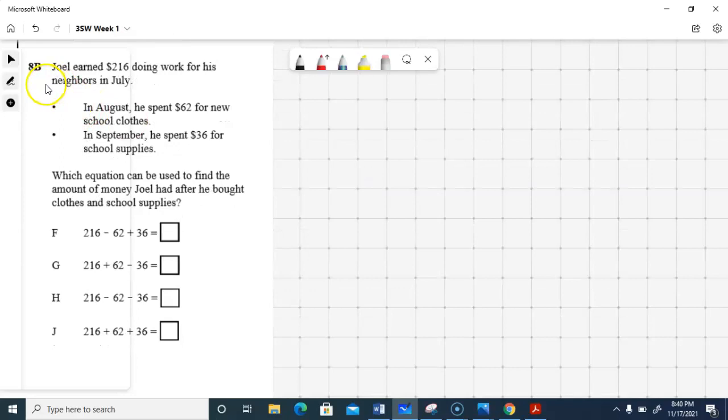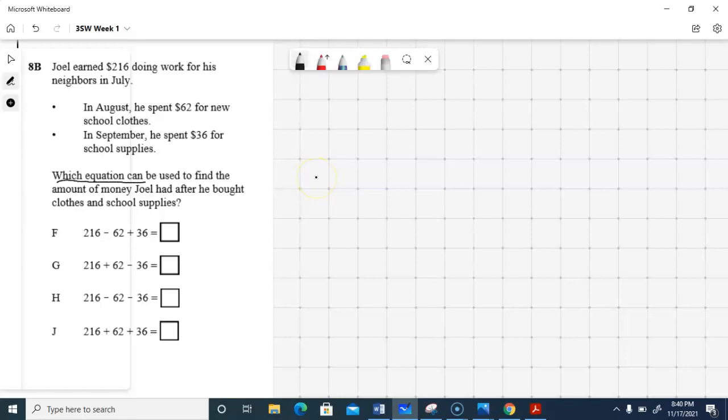Okay, this is 8B. Joel earned $216 working for his neighbor in July. In August, he spent $62 for new school clothes. In September, he spent $36 for school supplies. Which equation can be used to find the amount of money Joel had after he bought school clothes and school supplies? So I'm going to underline the question, make sure I understand what it's saying.